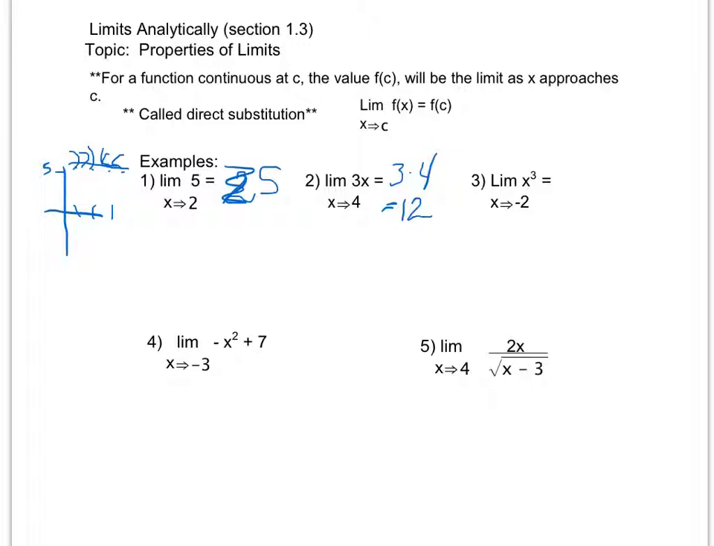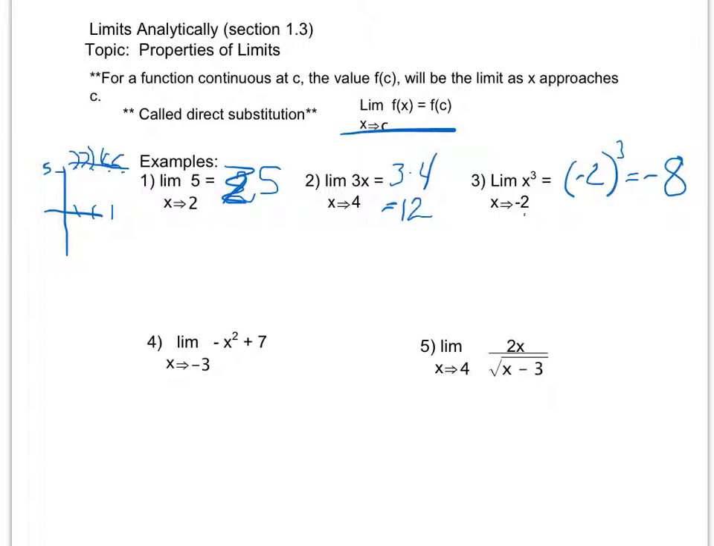Next, the limit as x approaches -2 for my function x cubed. Again, I know that the x cubed function is continuous. Since it's continuous, all I have to do is take that value that I'm interested in, that -2, and plug it in, and that will be my limit. So plugging in, -2 cubed is -8. So the limit as x approaches -2 for the function x cubed is -8.